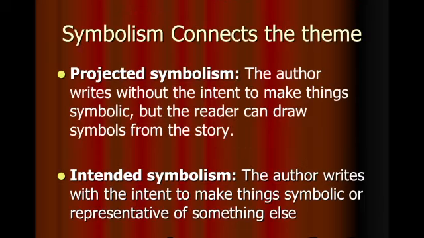So how does symbol connect to the theme? Now that we know the theme, well, the author writes with the intent to make things symbolic, but the reader usually can draw certain symbols from the story, and that would be called projected symbolism, something that you see that the author might not have actually put in. Now, intended symbolism, the author specifically puts symbols in, in the hopes that you will check them out, such as the colors of the room. Edgar Allan Poe specifically picked the colors of the room to show a certain sense of foreboding, a certain sense of malice. But there might be other symbols, called projected symbols, that the reader has picked up that the author might not have intended.